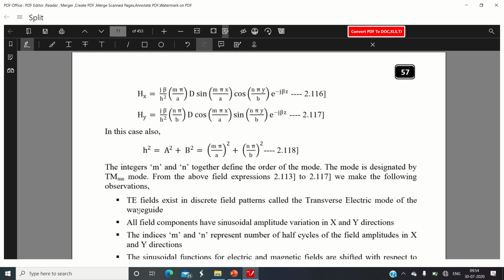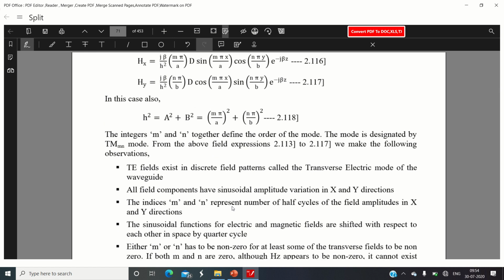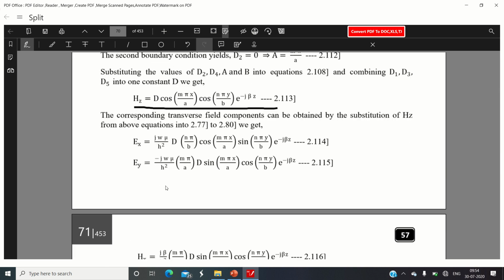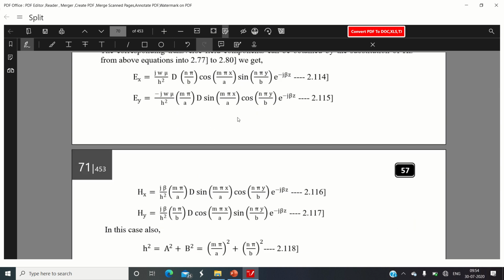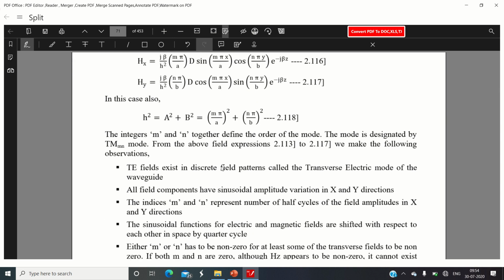Now here the transverse electric field exists in a discrete field pattern. The pattern in which the transverse electric field exists, we call the transverse electric mode. All the field components have sinusoidal amplitude variation along the x and y direction. That is obvious if we study the right hand side of these equations. We find that these equations contain sine and cosine terms, right?